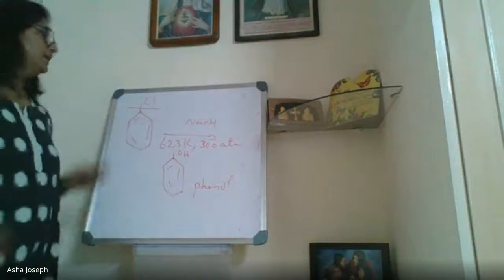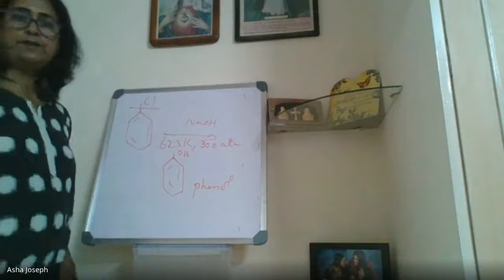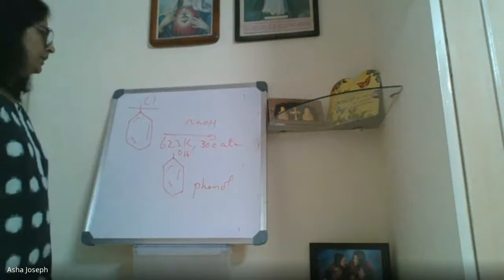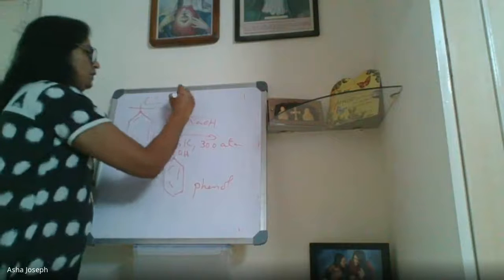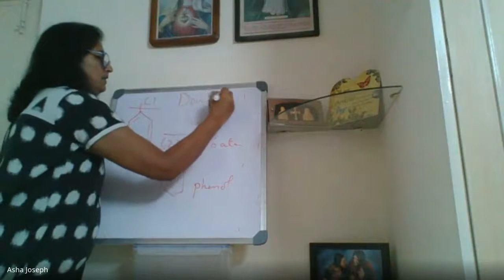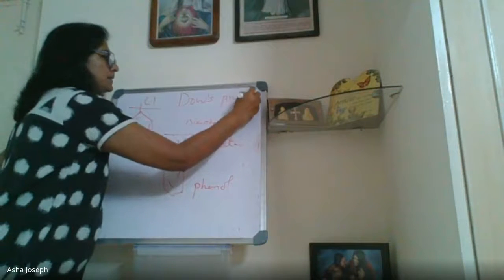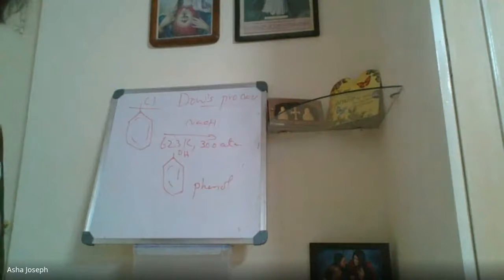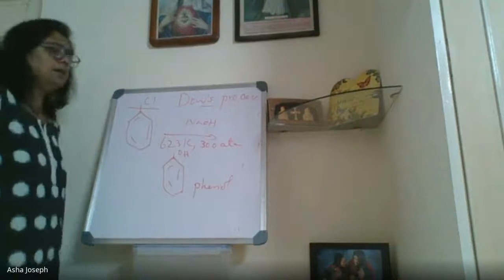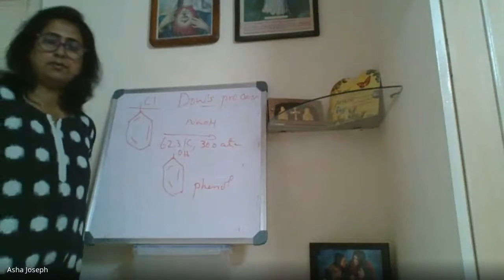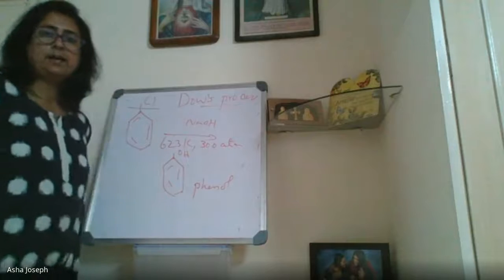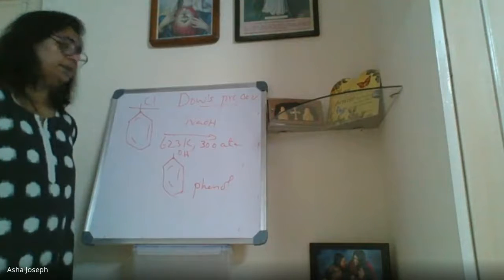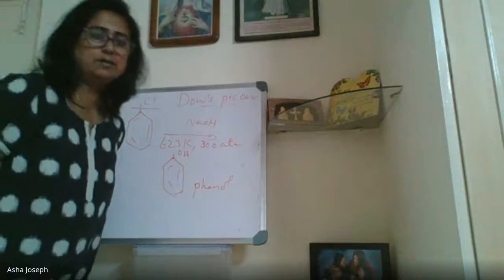Okay, and this is an important reaction in phenol. When you learn the next chapter, you will learn it is called the Dow process. The name is not needed, you write it is an important reaction. Temperature and pressure are important: 623 Kelvin and 300 atmosphere pressure. So this reaction is important. They may not ask you to explain the Dow process.